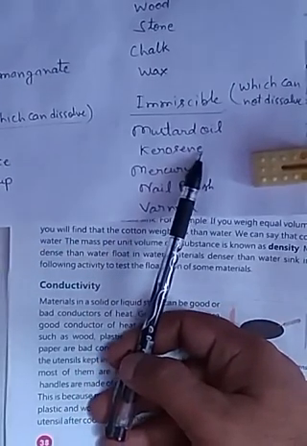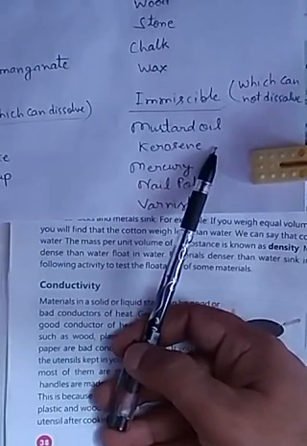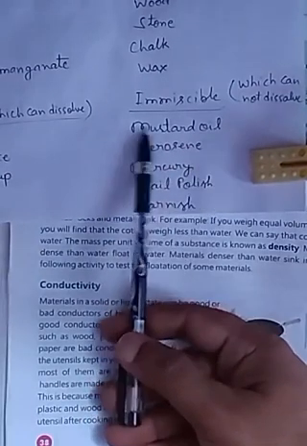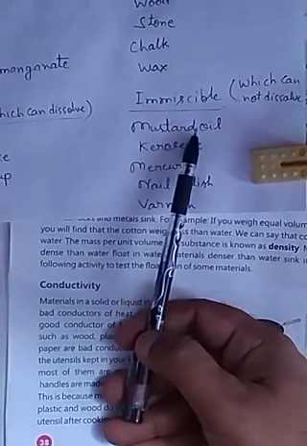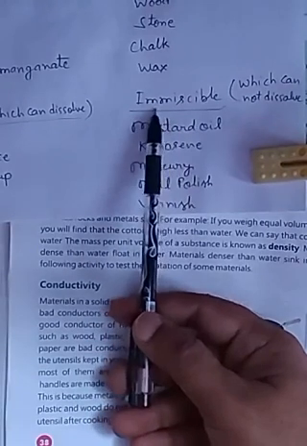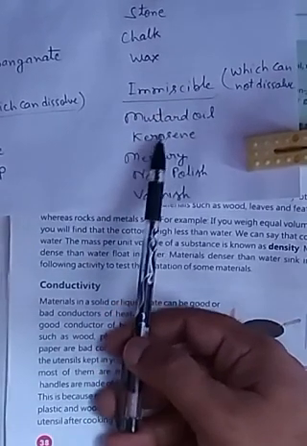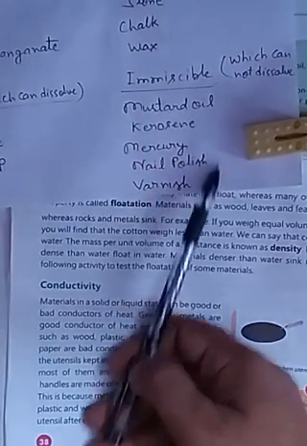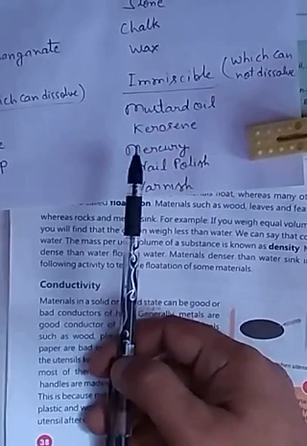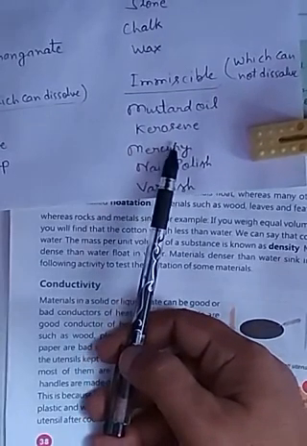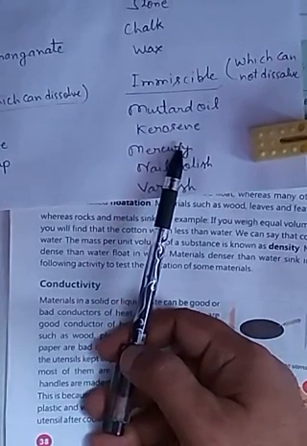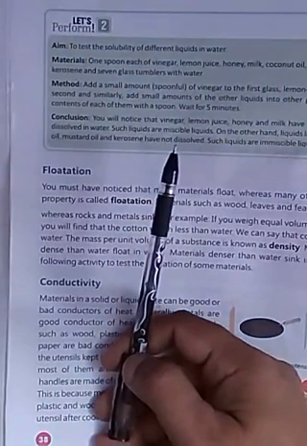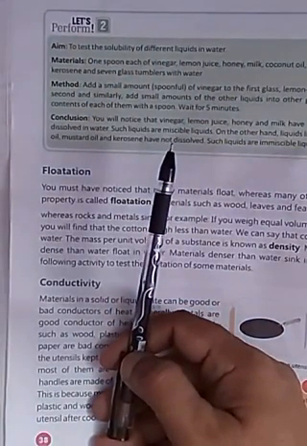Mustard oil, now look, it is not miscible, so we can separate it in a group of immiscible liquids. Mustard oil, kerosene, mercury, nail polish, varnish, these are immiscible liquids. Now we'll see it by the activity. Look here, the activity is given here.